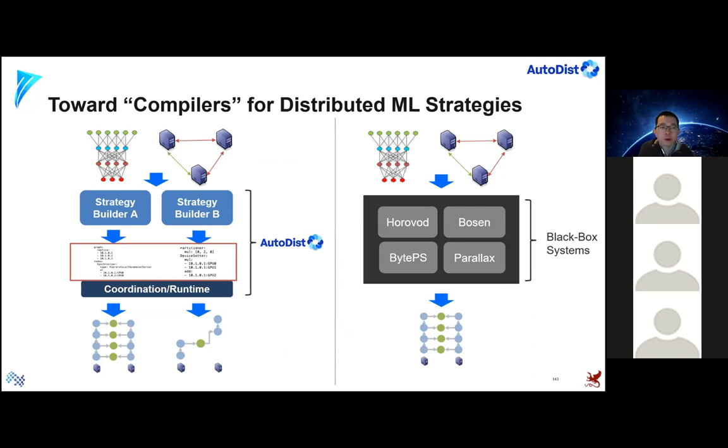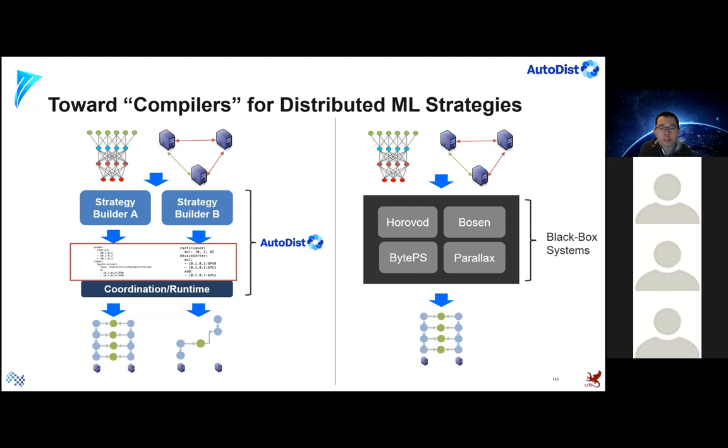Okay, so I want to use this visual to contrast the workflow in AutoDisk with the workflow of existing famous systems such as Horovod or BytePS. Basically, in AutoDisk, we generate an explicit strategy for the model and the resource pair, and then apply the strategy to transform the original single node user program into a distributed version.